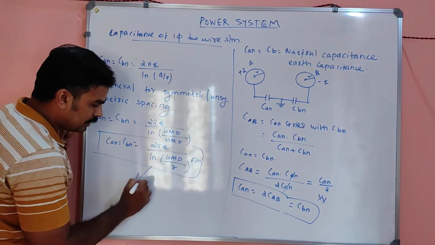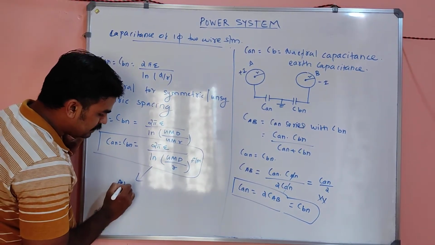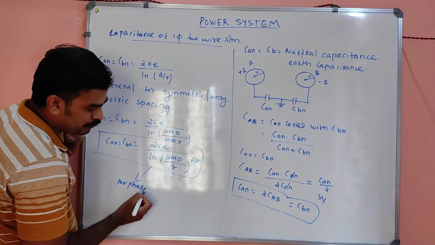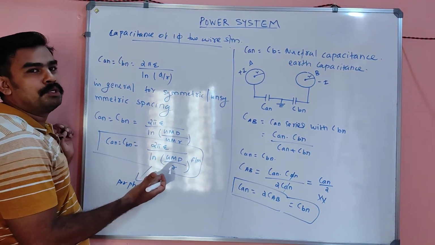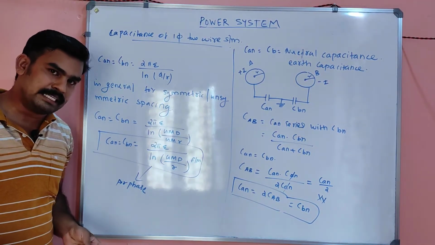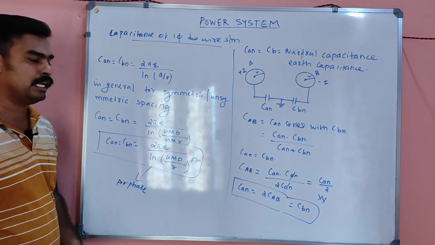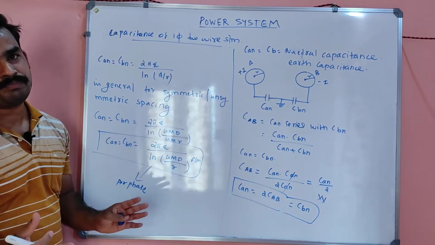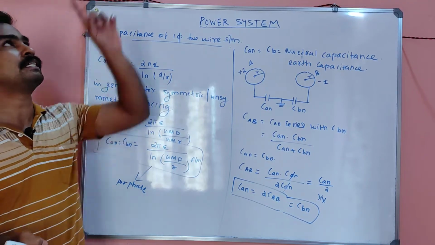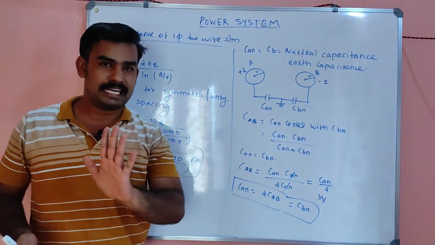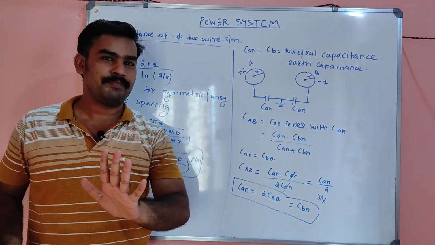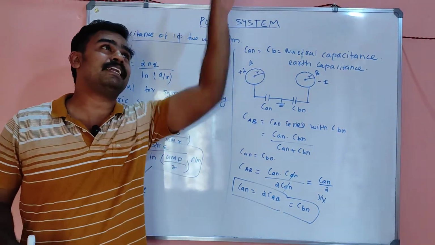This equation is valid per phase. So it can be applicable to both the single phase supply as well as the 3-phase supply, because it is per phase. The capacitance is always calculated with one line with the ground. Is it clear? One line with the ground.